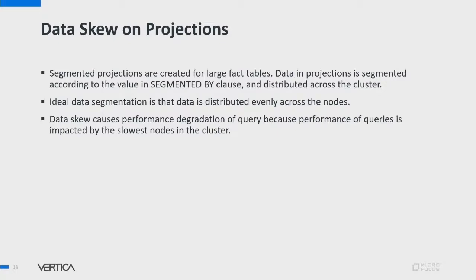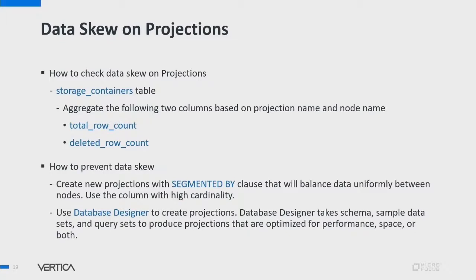to complete the execution. To check if there is any data skew, one can query the storage containers or projection storage system tables, aggregate total row count based on the projection and the node name, and compare the results. A slight difference in row count between the nodes is okay, but there should not be a big difference, like a 20 or 30% data size difference from node to node. To prevent data skew issues, design projection segmentation using 4 or 5 high cardinality columns. Or you can also use the Database Designer for better projection design.